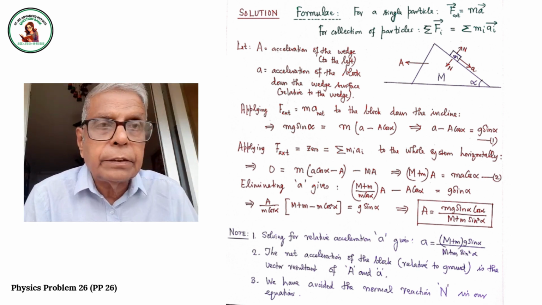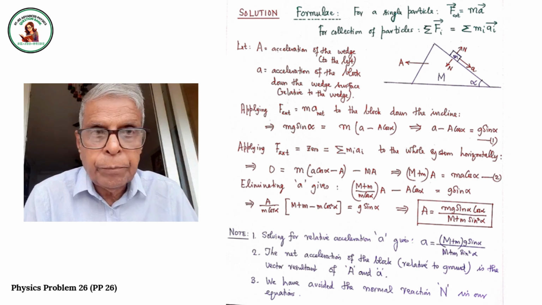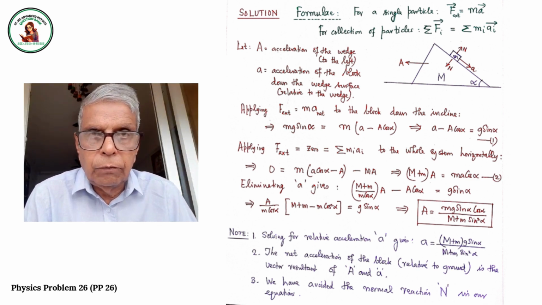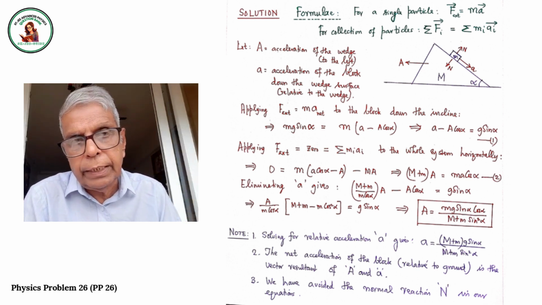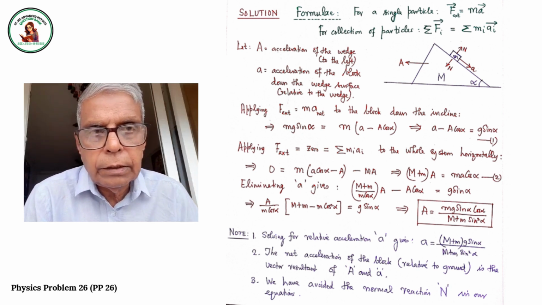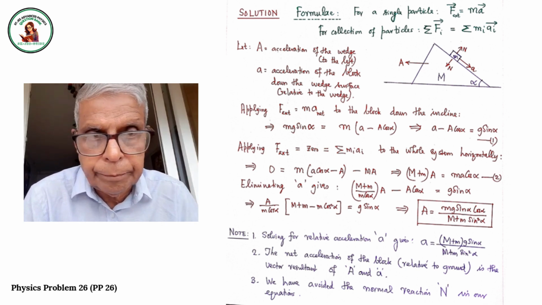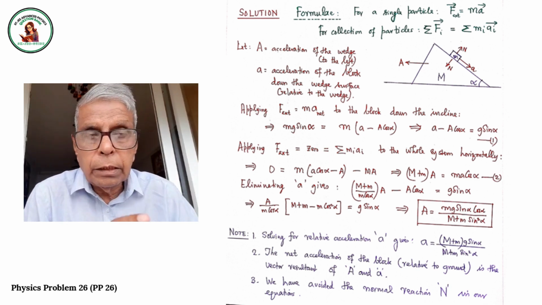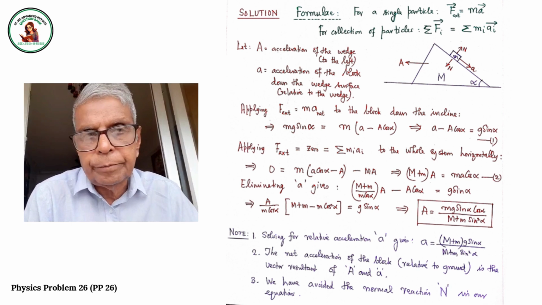What we have worked out is the capital A, which is the requirement, that is the acceleration of the wedge. Suppose you come across another question where the relative acceleration is also required, you can just substitute to get the small a. Then the actual acceleration, that is the total acceleration of the small block with respect to ground, will be the vector resultant of capital A and small a.